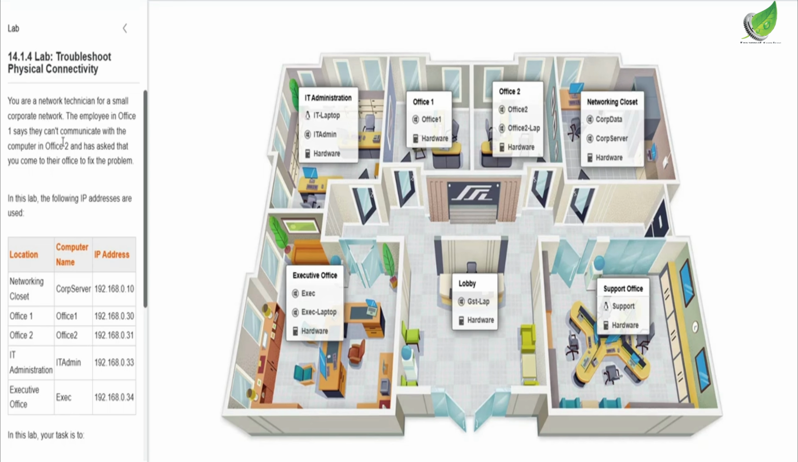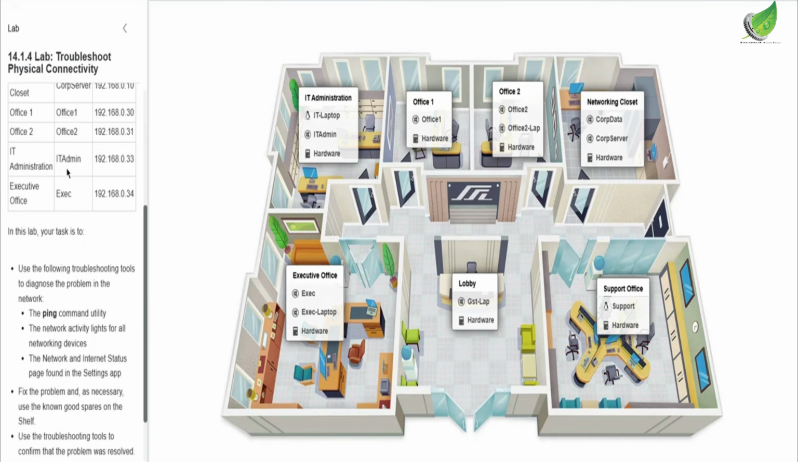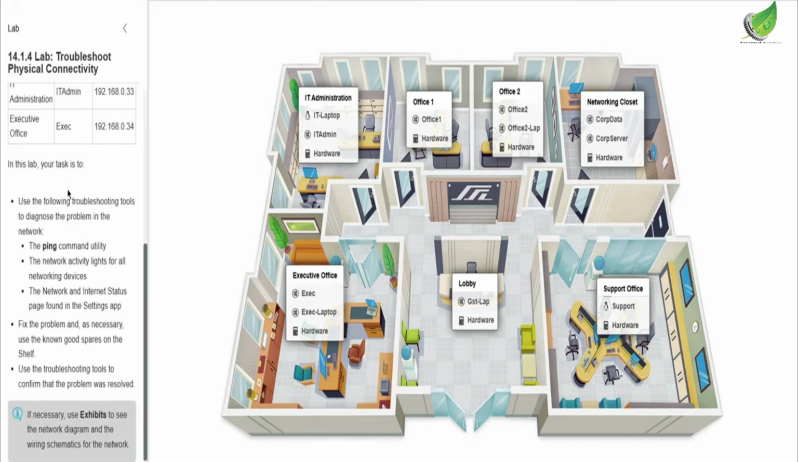Let's see what our tasks will be in this lab. To use the following troubleshooting tools to diagnose the problem in the networking: the ping command utility, the network activity light for all networking devices, the network and internet status page found in the settings app. Fix the problem as necessary. Use the known good spec.